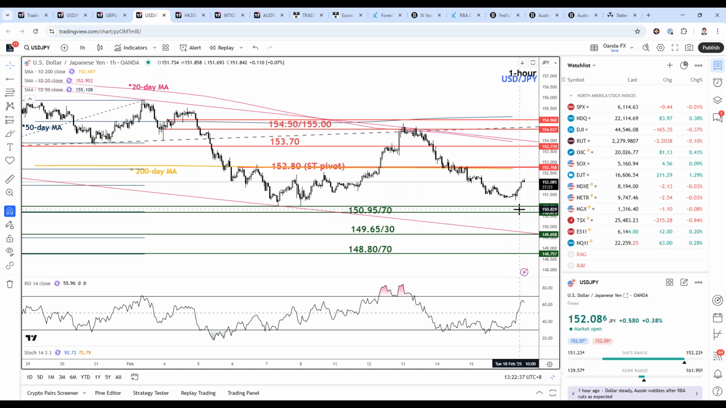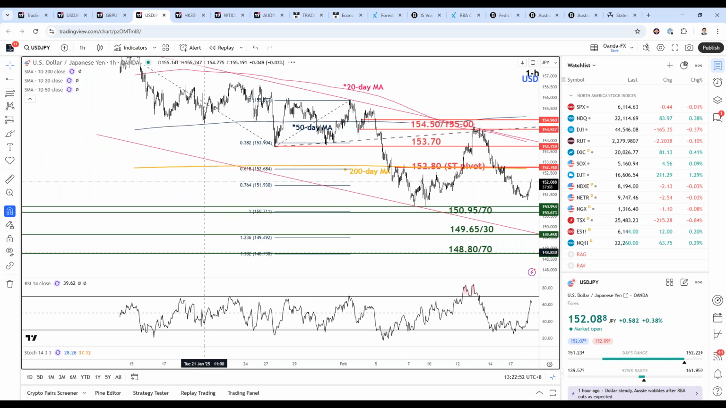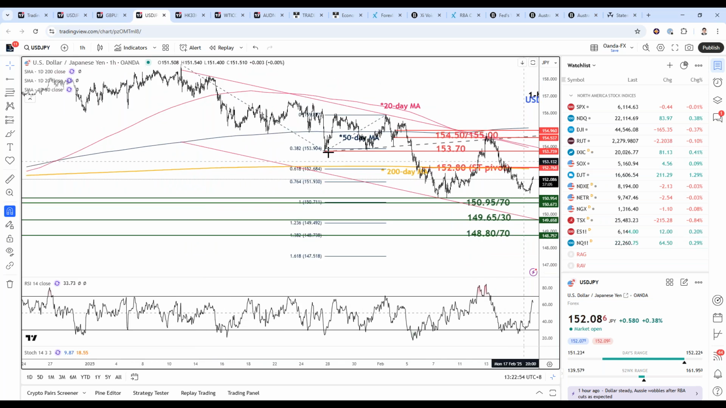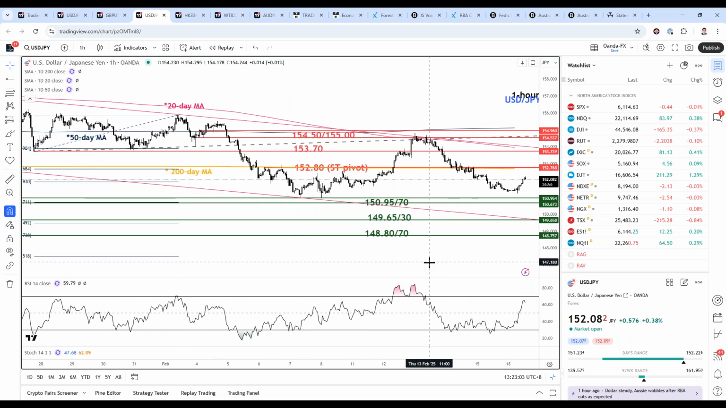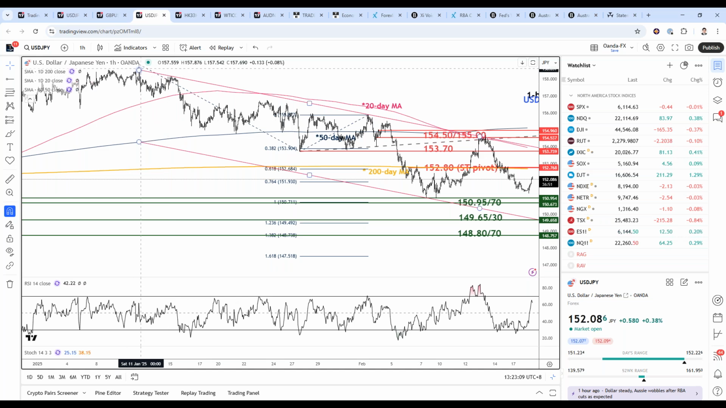First support level to watch will be the zone 15095/70. A breakdown below 15070 potentially exposes the next near-term support zone of 14965/30, which is the 1.236 Fibo extension of this ongoing minor downtrend phase that is still intact from the high of 10th of January this year, and also the lower limit of this minor descending channel that is in place since the high of 10th of January.